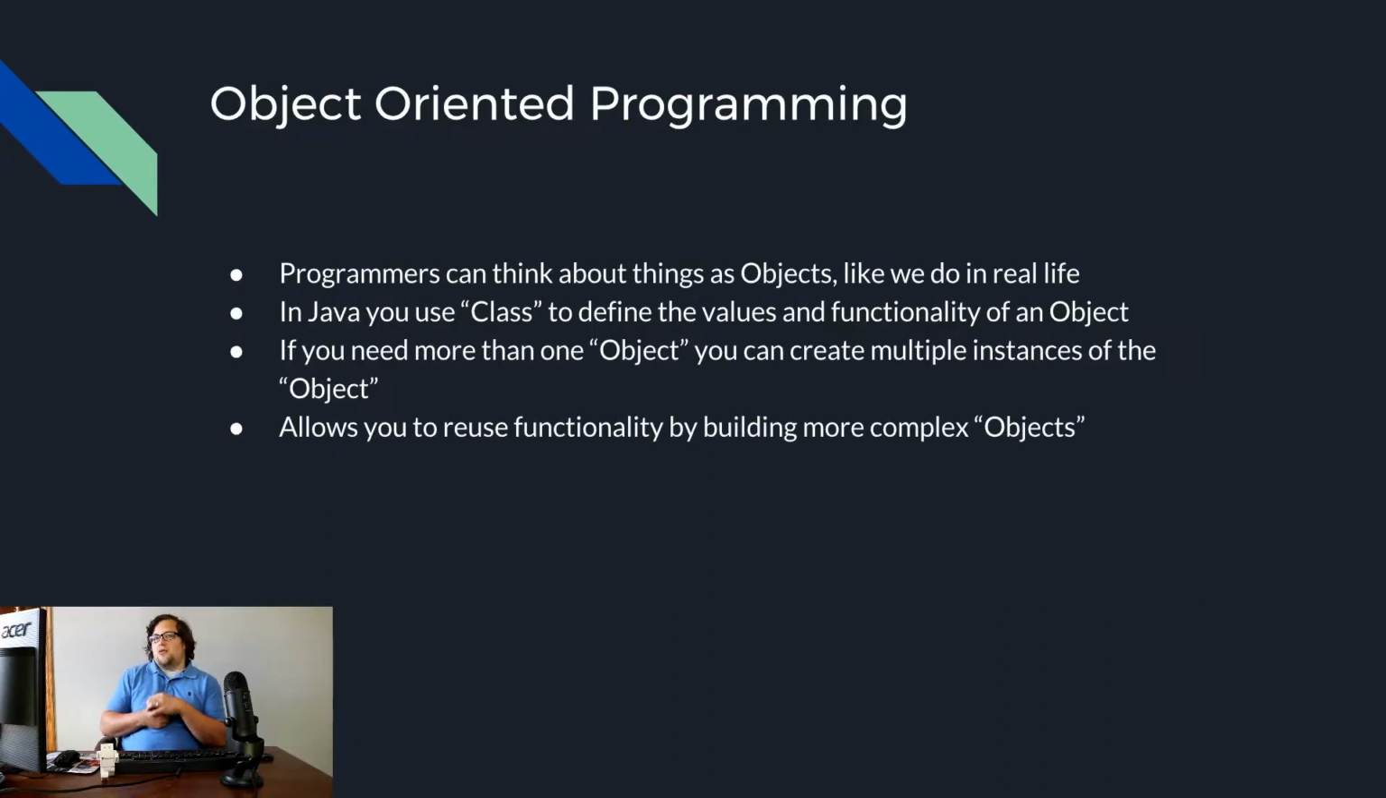So, why do we do object-oriented programming? It allows us to think about objects the way we do in real life, and we are programmers. So, anything that we can do to bring coding more to what we understand is going to make our life a lot easier. In Java now, you use class to actually define the values and functionality of an object.